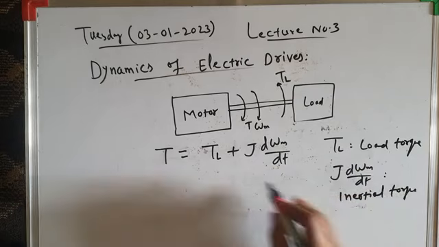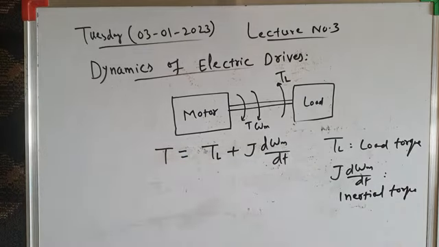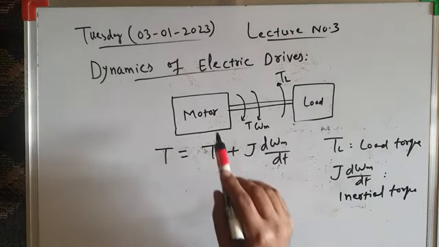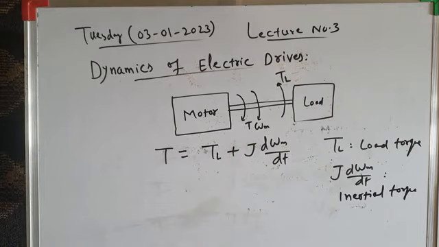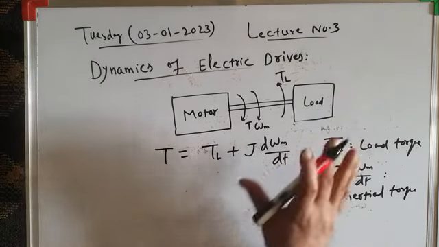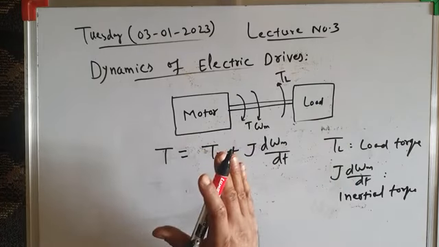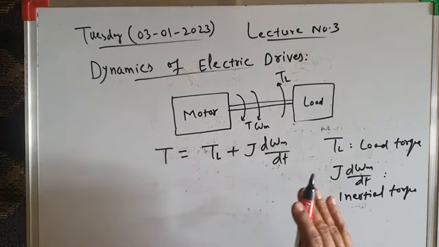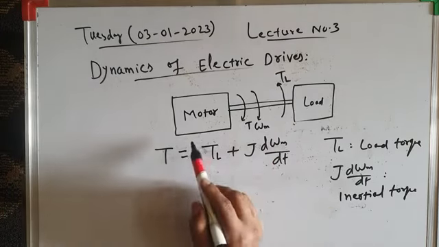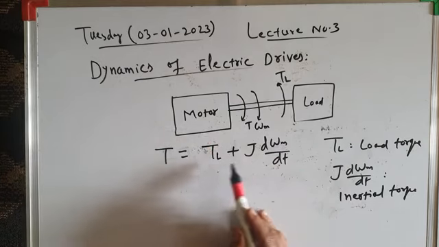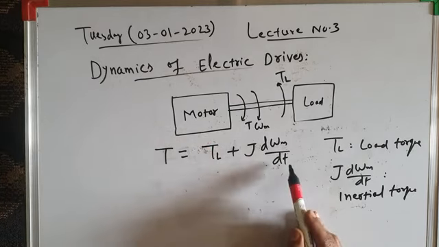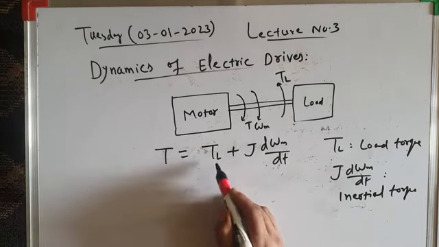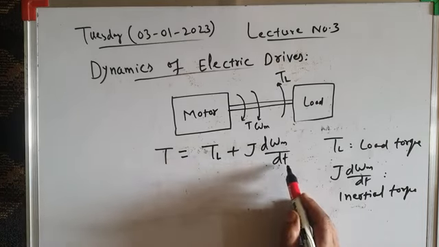And let me tell you that this term J d omega m by dt, which is also called inertial torque, will be present only during the acceleration of the system and during the deceleration or braking of the system. When the motor is connected to the source initially, the whole system starts from standstill. The motor and its driven load is at standstill, and then the system starts accelerating. During the accelerating, the torque to be developed by the motor should be equal to load torque plus torque due to inertia or inertial torque.